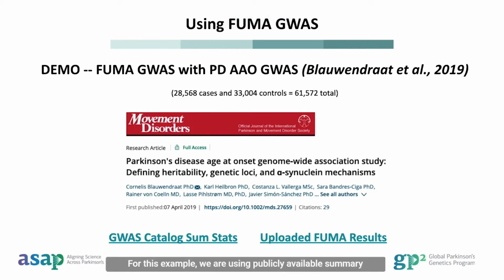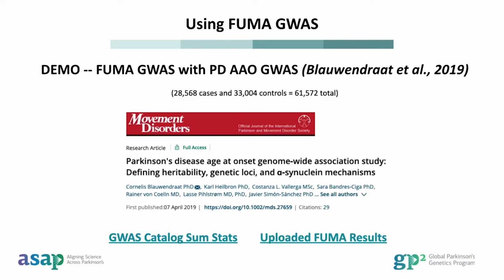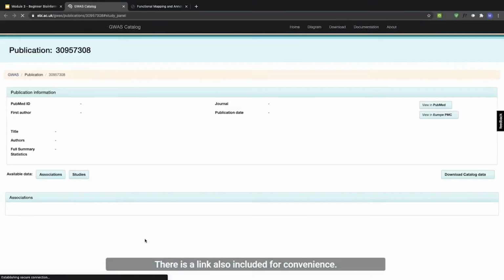For this example, we are using publicly available summary statistics published by Blauendrecht and colleagues. This is available on the GWAS catalog mentioned earlier in this module, and is also straightforward to download. There is a link also included for convenience.